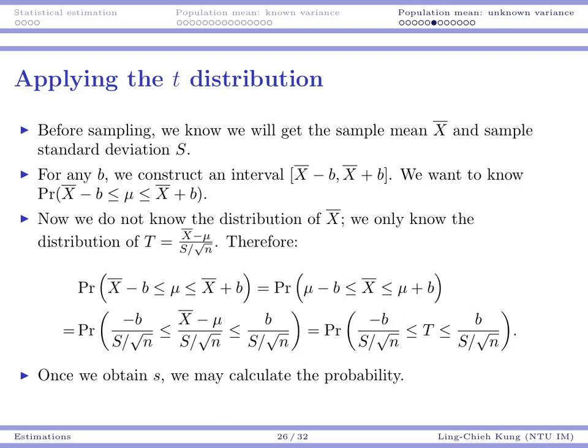And then we will get something like this. And then this is exactly capital T, right? So now, once we get small s, we will be able to calculate the probability. We do not know sigma squared, but it's fine. As long as we have the sample standard deviation, we may still calculate the probability with this new formula. It's just that now we rely on a different distribution.